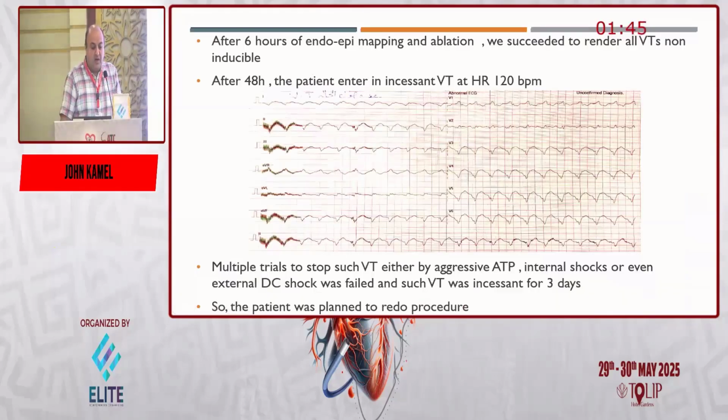After 6 hours of endo-epi mapping, we succeeded in rendering all VTs, about 13, non-inducible. When the patient went to the CCU, after 48 hours, the patient entered into incessant VT. Strangely, it was another new VT, and this incessant VT could not respond to DC shock or even aggressive ATP. So we kept the patient on IV amiodarone.